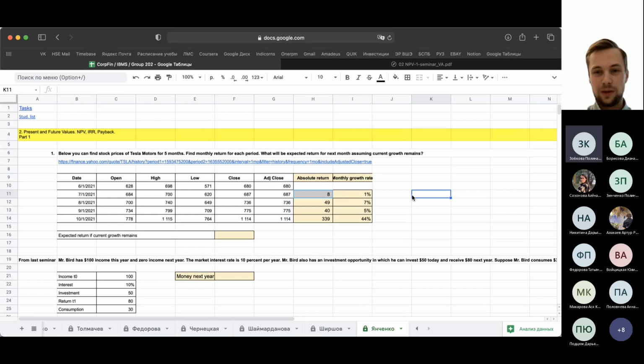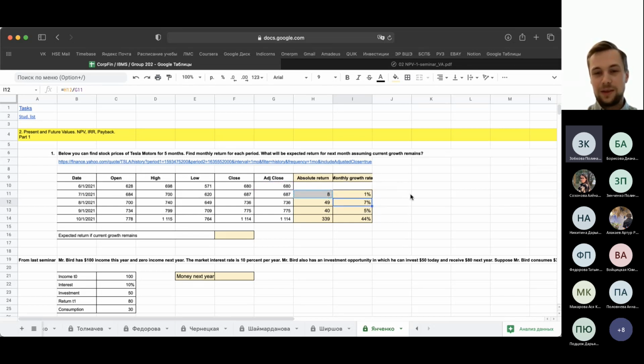We cannot see it. So okay, let me do it like this. Okay, so you just subtract the previous price from the current price. Okay, it's clear, I think, for everyone. And how do we calculate the percentage, the monthly growth rate? Then we just divide this absolute return by the previous value. Yes, it's actually absolutely correct.